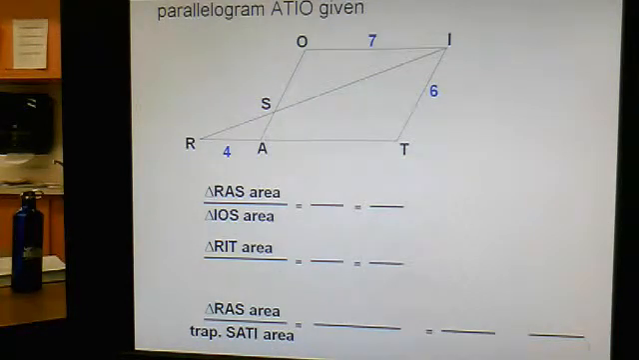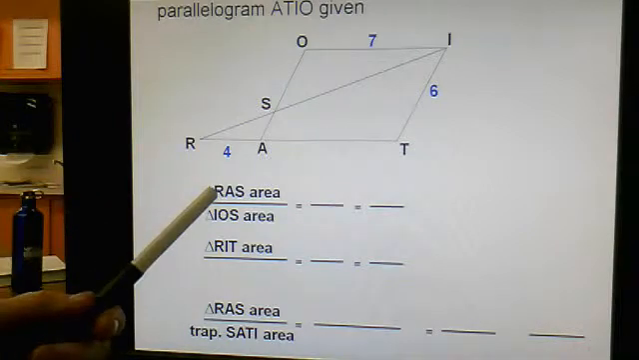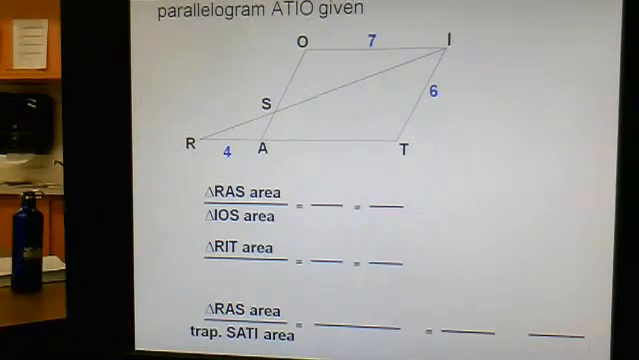You may want to pause this and work through it. It's a little tricky. You've got a side length of 4, a side length of 7, and a side length of 6 to work with, and you do not need any more information on this one. So be careful how you read this. This is triangle RAS to triangle IOS. See if you can determine the area ratio for those two.